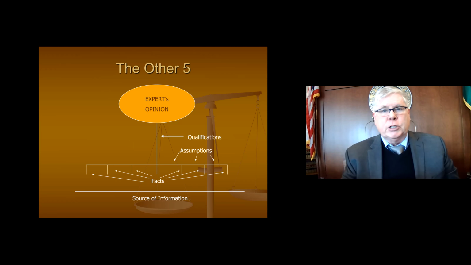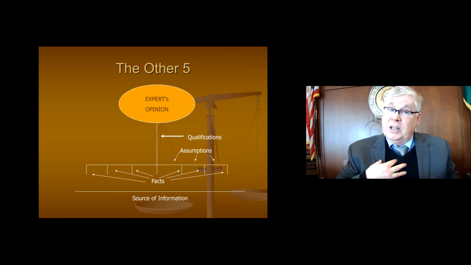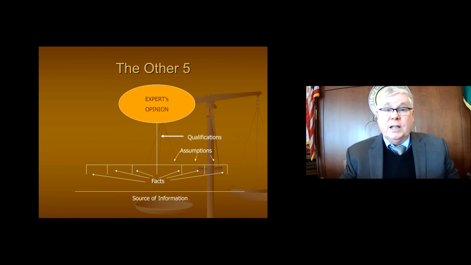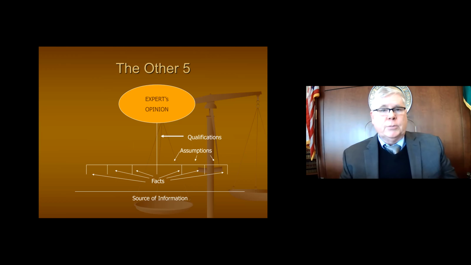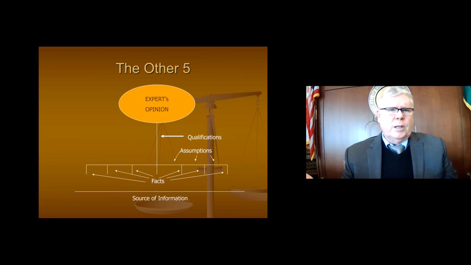You can attack an expert's qualifications. The reality is this is the one area that an expert will defend as harshly and as aggressively as they can, because frankly, this is their living and their ego is at stake. And finally, there's the opinion itself. Sometimes, frankly, the opinion ventures into an area that the jury already knows about, or the opinion itself just doesn't make sense. It doesn't track intuitively.